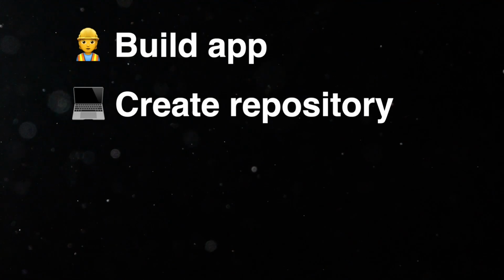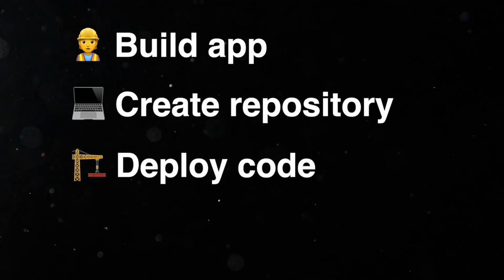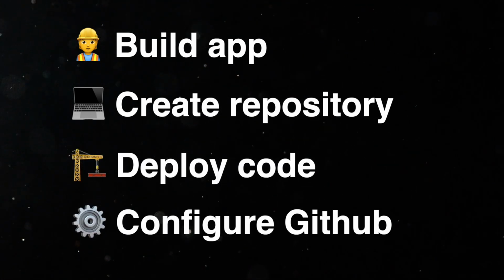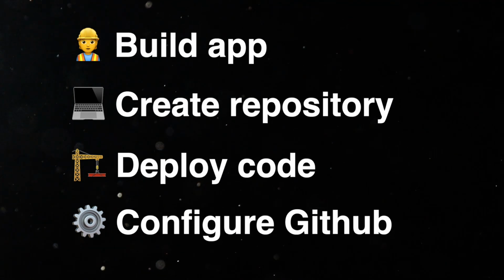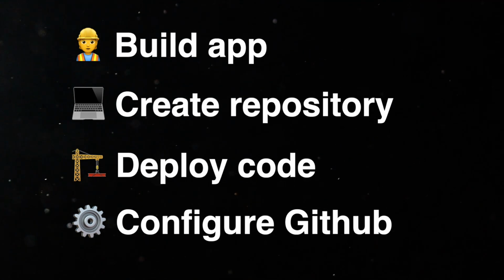The process can be summarized in 4 steps. First, we'll build our app. Then we'll create a new repository for the build artifacts. Then we'll push our changes. And finally, we'll configure GitHub pages so that it can find our build artifacts.